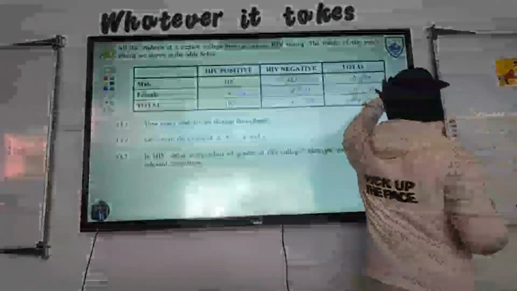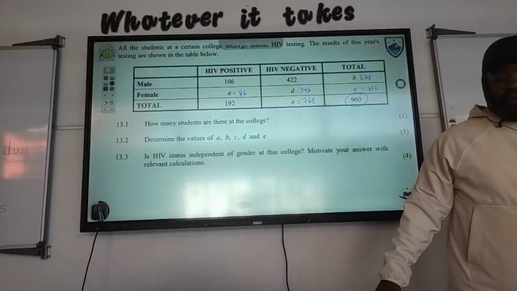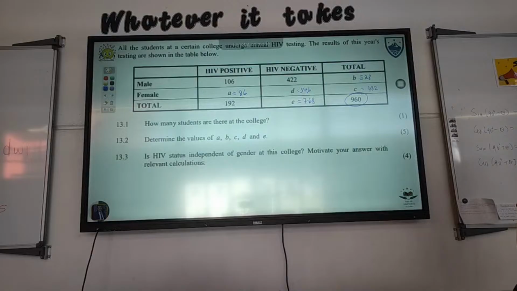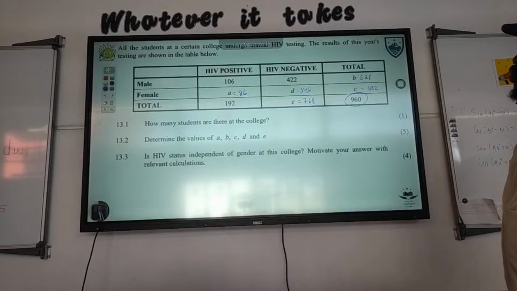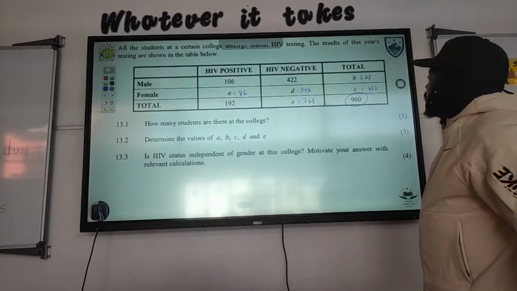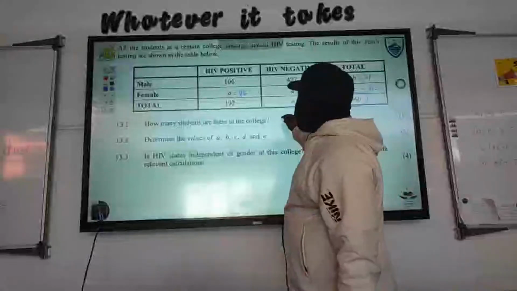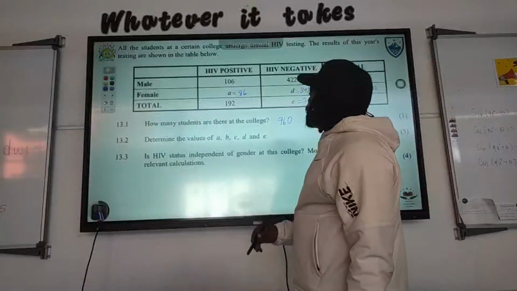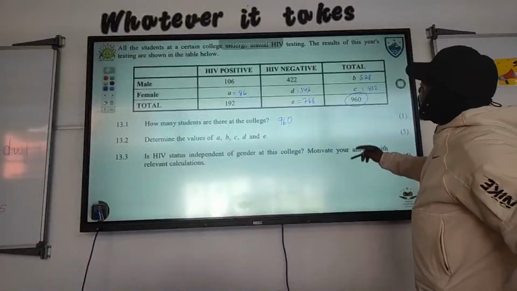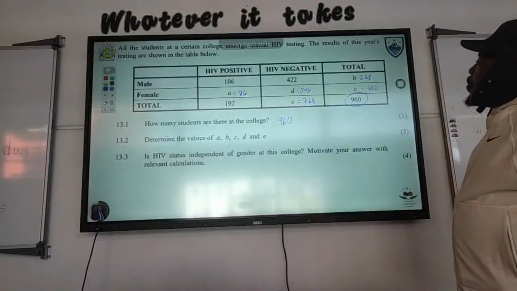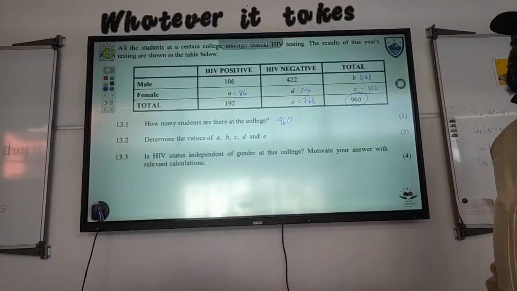Just remember the one at the corner is the total number of whatever we are measuring. So the statement was saying all students at a certain college undergo an annual HIV testing. The results of this year's testing are shown in the table below. How many students are there in the college? We'll have 960 learners or students in the college. Find the value of A, B, C, D, and E. We have done that already. I hope everybody understood how we find those values.